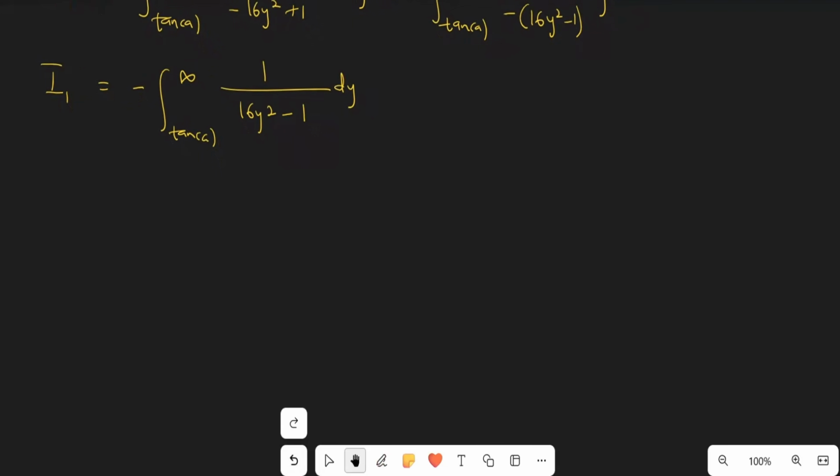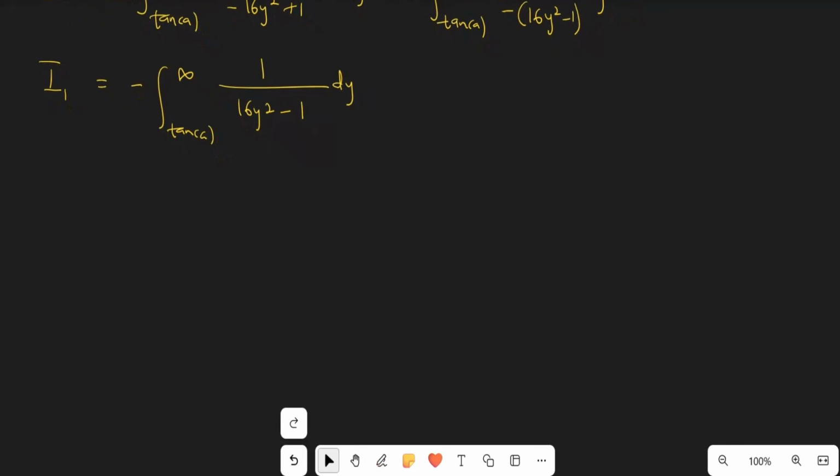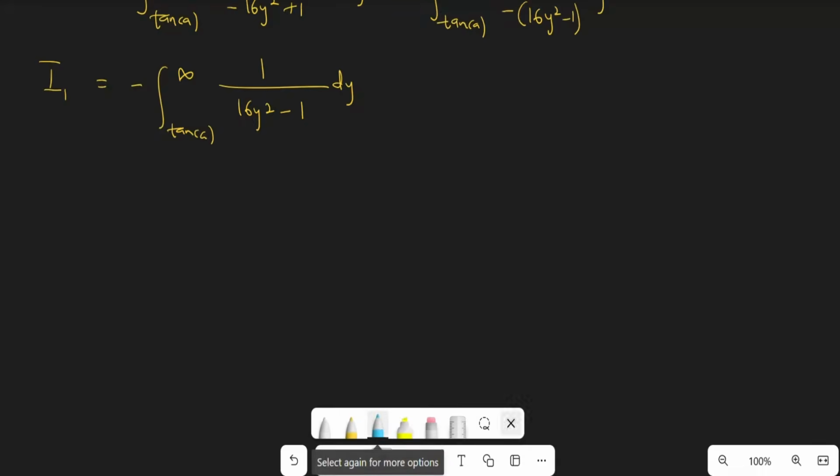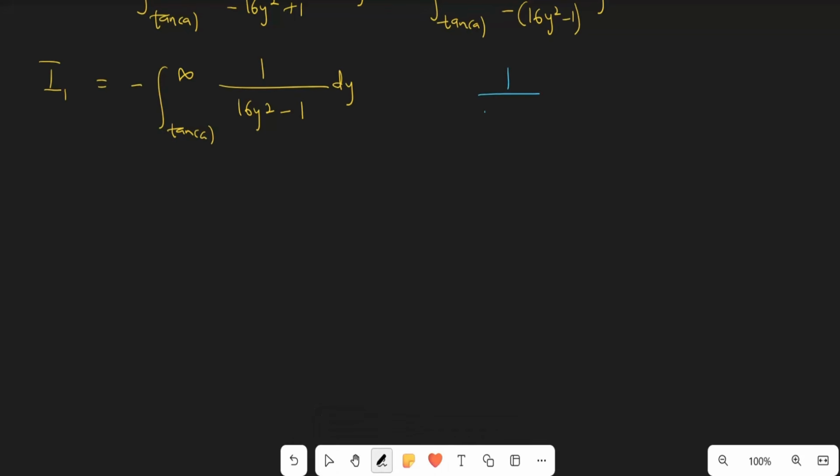How do you solve that? This 1 over 16y squared minus 1, this can be written as 1 all over, this is like difference of two squares, which is like 4y all squared. 4y squared is the same as 16y squared minus 1. And this is the same as 1 all over 4y plus 1 multiplied by 4y minus 1, like this difference of two squares.